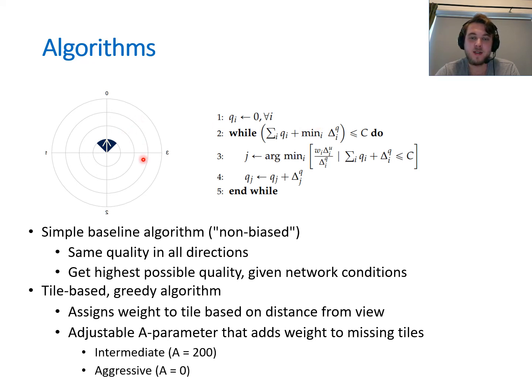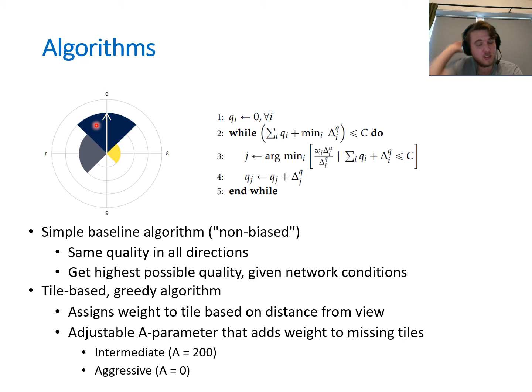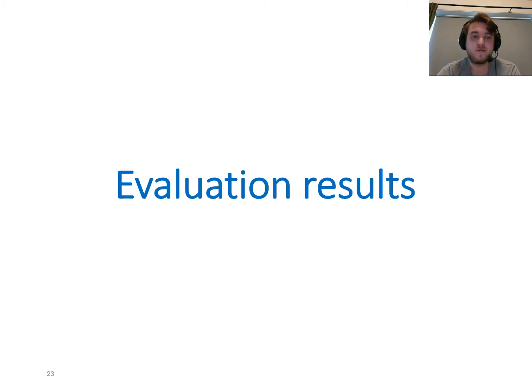Here we can see an example of how the algorithm might operate. It starts by fetching quality level 2 in front of the viewer, and then adds quality level 1 to the left, quality level 1 to the right, some more quality in front of the viewer, and then some more quality to the left, and then we're out of bandwidth. So this is what gets fetched. So let's get on to the evaluation results.